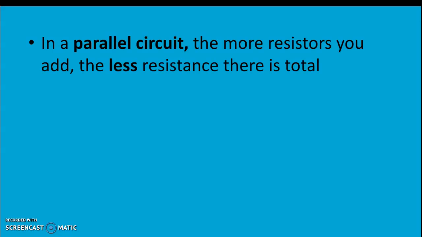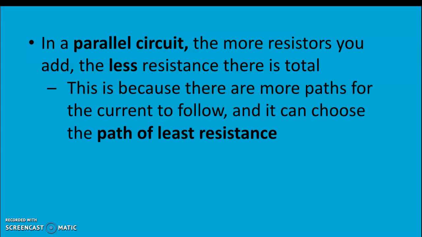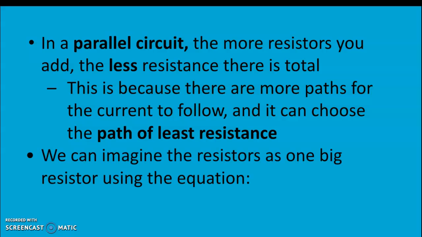Okay, so continuing on with our discussion of equivalent resistance from the last video. In a parallel circuit, the more resistors you add, there's actually less equivalent resistance, or less resistance total. This is because there are more paths for the current to follow, and it can choose the path of least resistance. We can imagine the resistors as one big resistor, just like we did with the string of lights. The way we do this is different from the series resistor, where we just add them together.